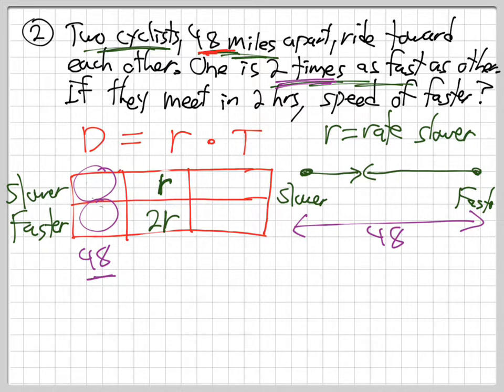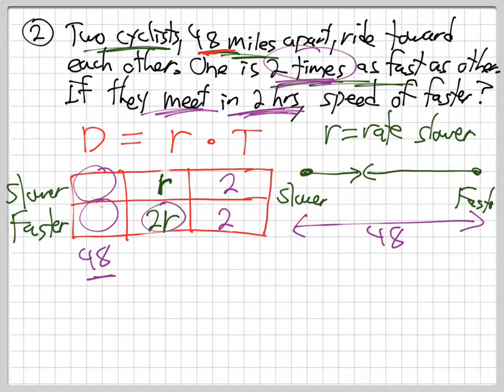2 hours. See how I'm just going through the numbers, making sure I put them in the right spots? I got the 2 times as fast. That's the 2r. Okay, 2 hours. Time is 2 hours. They meet in 2 hours. Does that mean the time is 2? Do I do it for both? Or is it the total? Or is it just one of them?